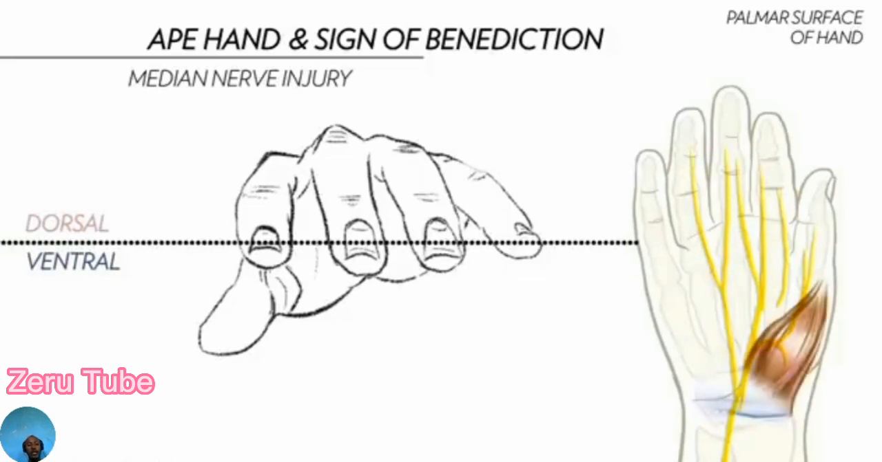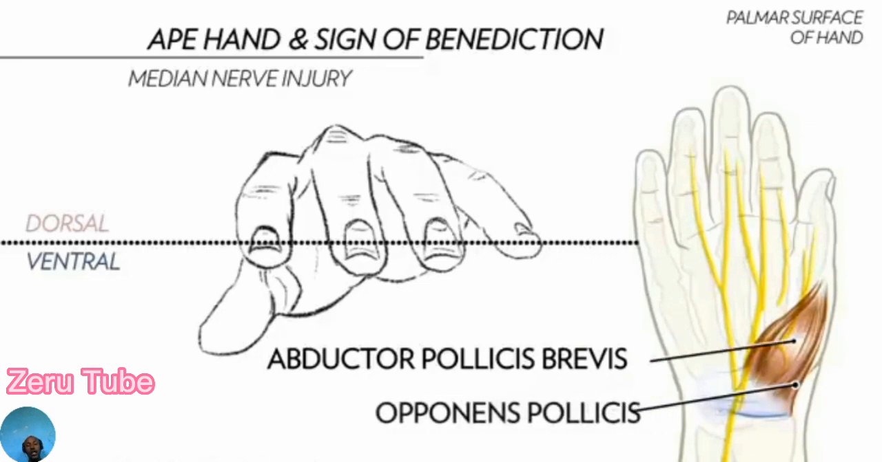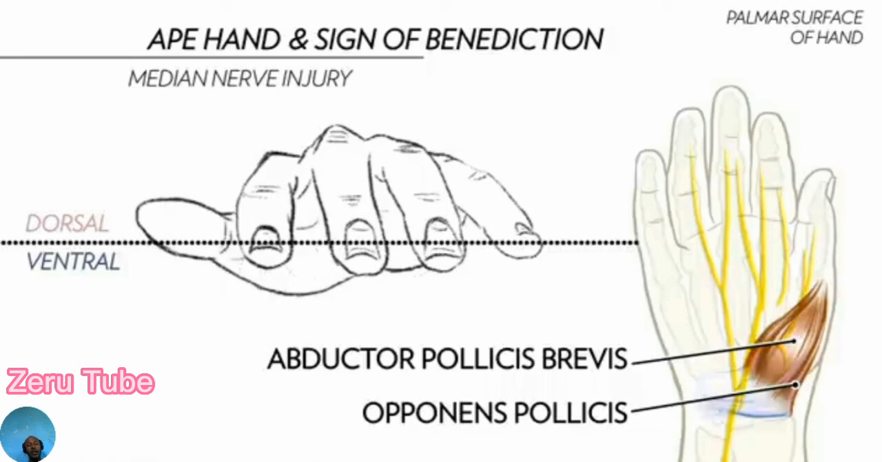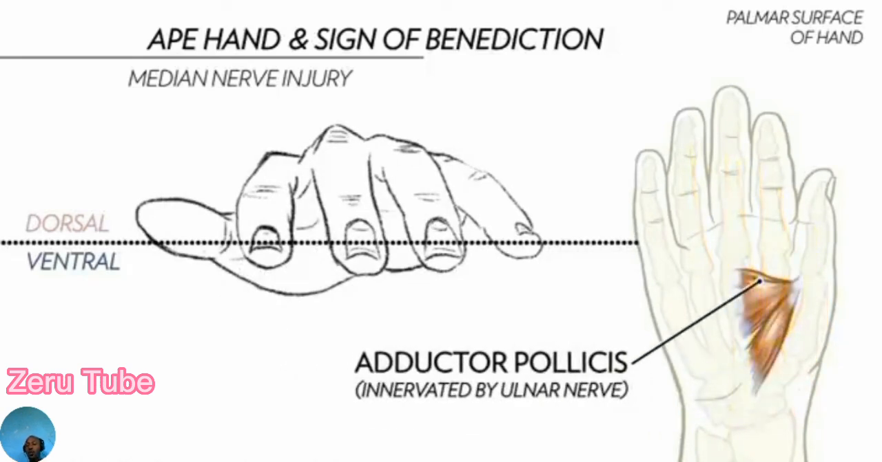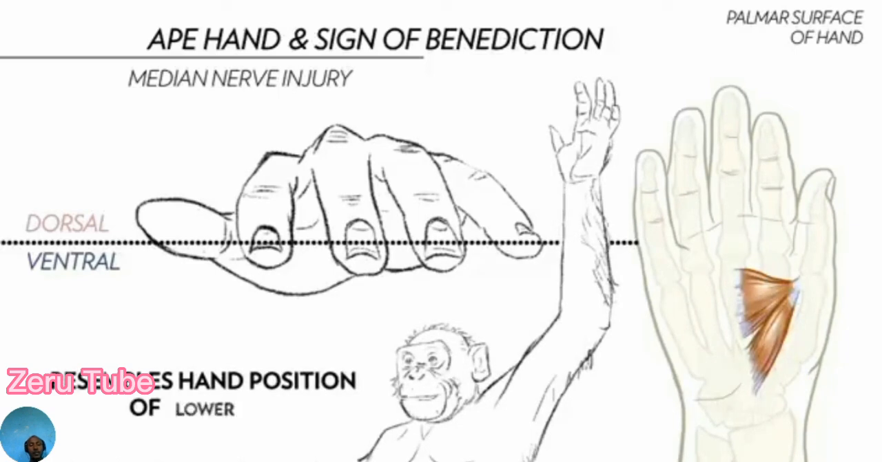The median nerve gives innervation to the abductor pollicis brevis and the opponens pollicis muscles. Those muscles are innervated by the median nerve, and we should consider there is a paralysis of the thenar muscles. The adductor pollicis is not affected because it is innervated by the ulnar nerve. So the patient can have paralysis and atrophy of the thenar muscle.